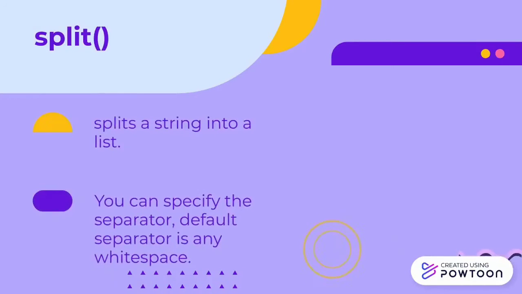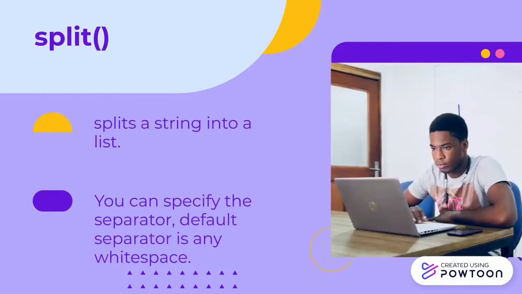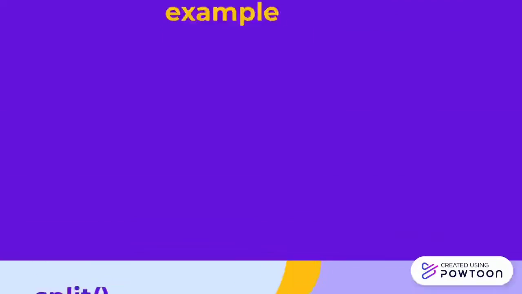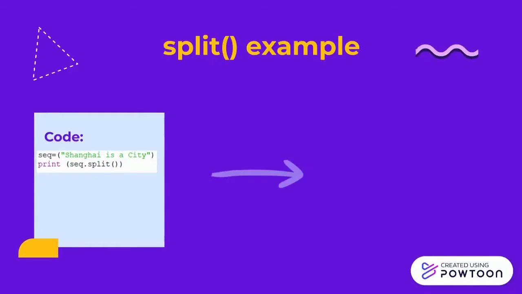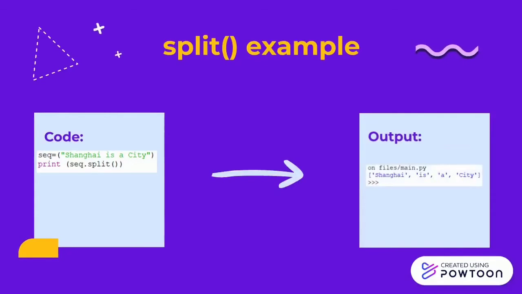The fourth, split. Splits a string into a list. You can specify the separator. The default separator is any white space. Here's an example of the split method. As you can see, the output is a list of strings.